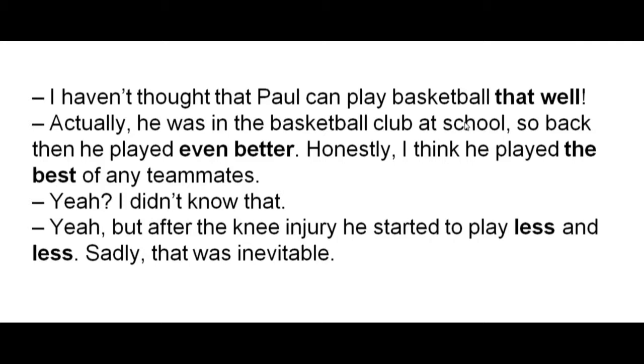I haven't thought that Paul can play basketball that well. Actually, he was in a basketball club at school, so back then he played even better. Honestly, I think he played the best of any teammates. Yeah? I didn't know that. Yeah, but after the knee surgery, he started to play less and less. Sadly, that was inevitable.